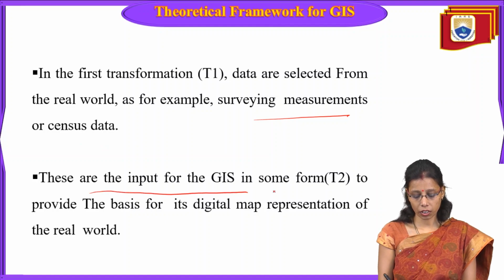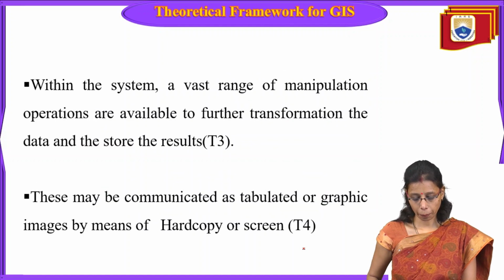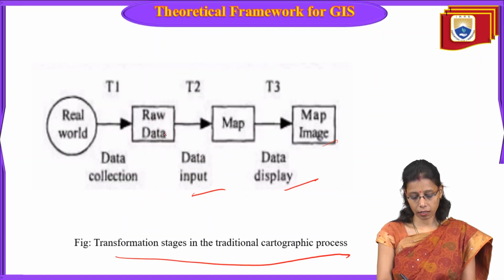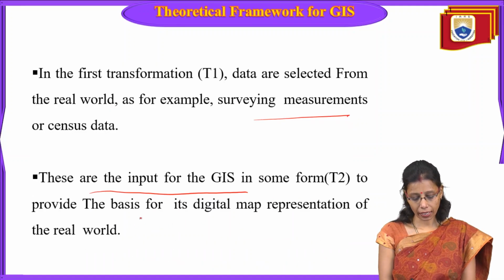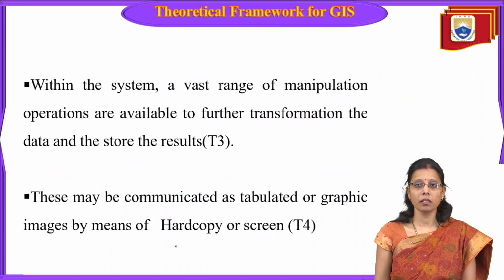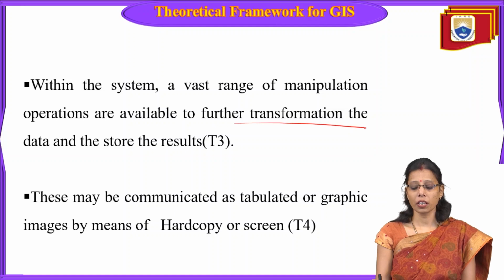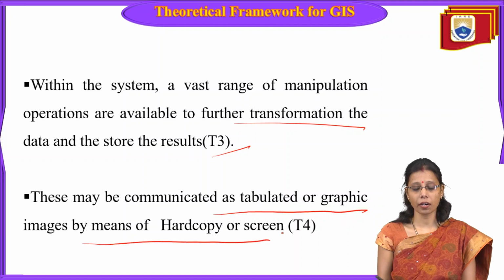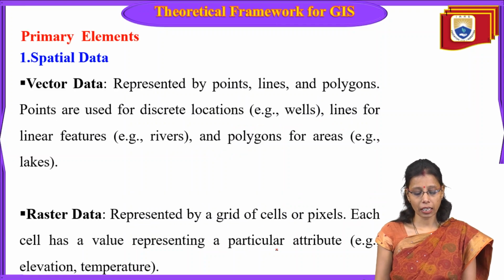These are the input for the GIS in T2. So these are the input files in T2, to provide the basis for its digital map representation of the real world. Within the system, a vast range of manipulations and operations are available to further transform the data and store the results as T3. So T3 is the result out of it. This may be communicated as tabulated or graphic images by means of hard copy or screen. So further output will be in the form of tabulated or graphic data in the form of hard copy or screen.